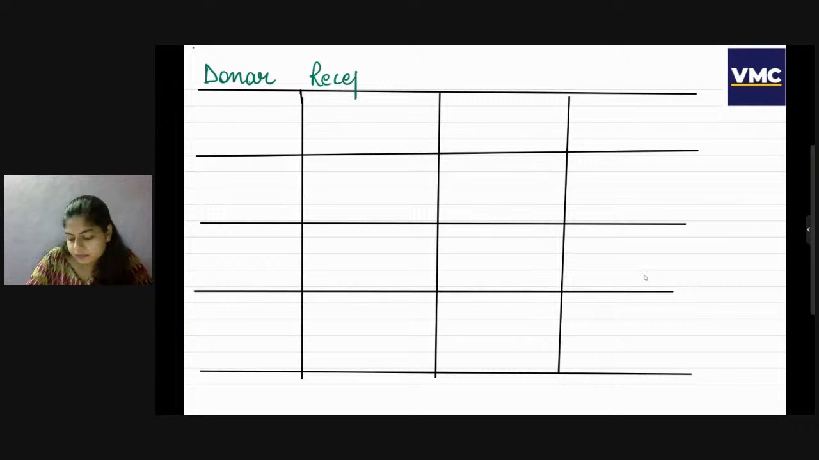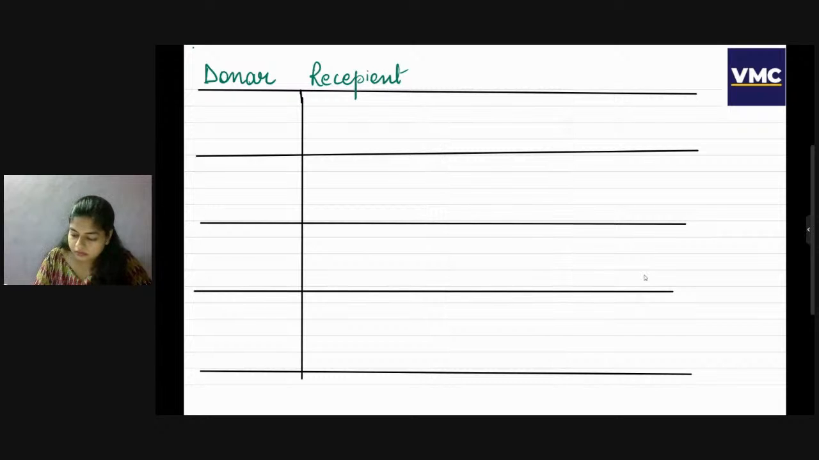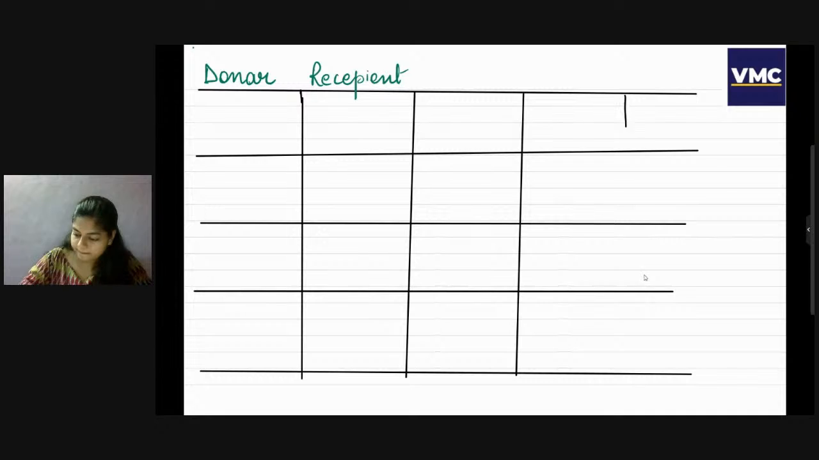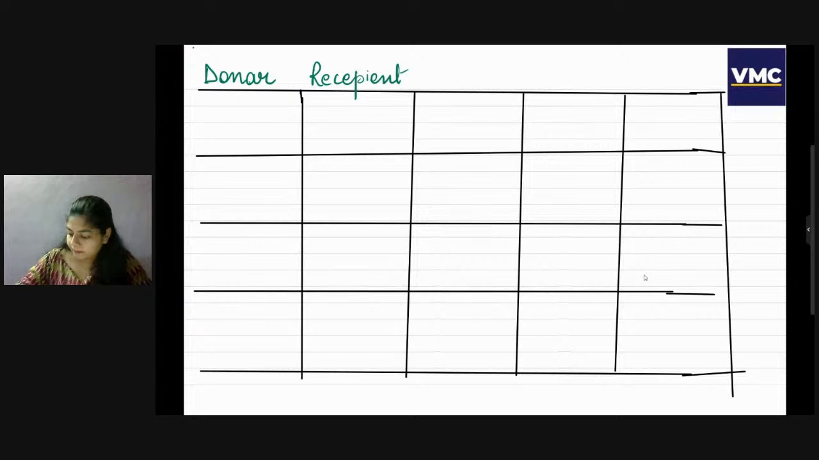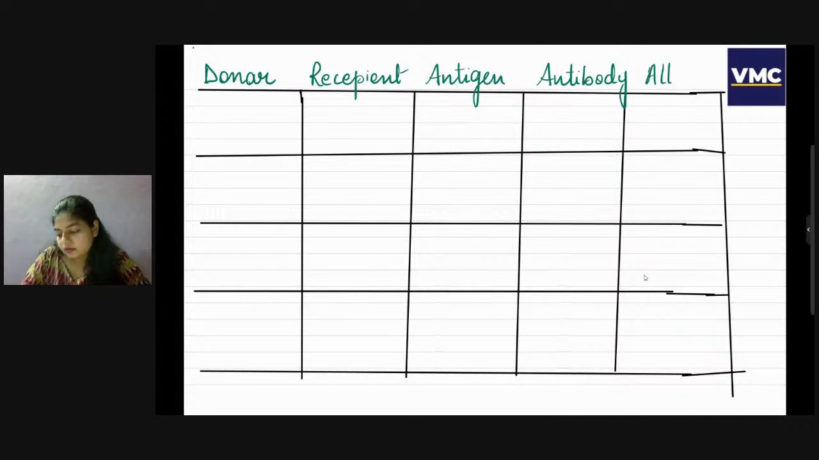Donor, recipient, antigen, antibody. एक सेकेंड. Antigen, antibody, and the allele.